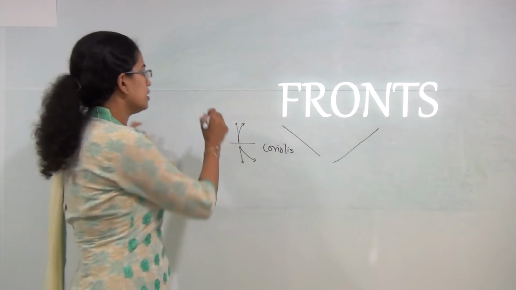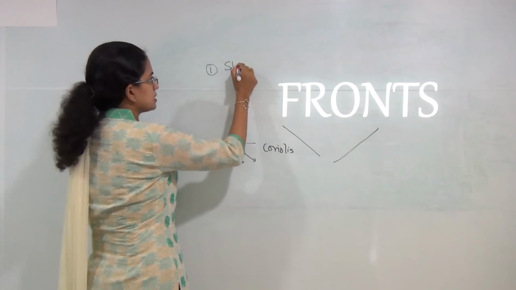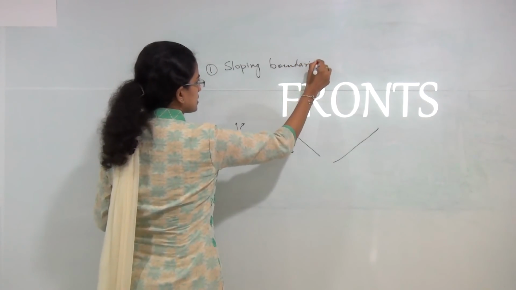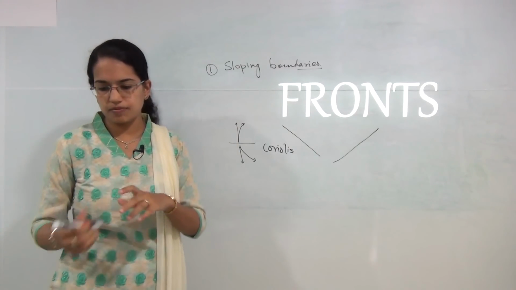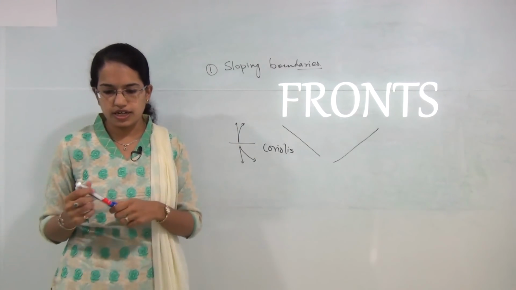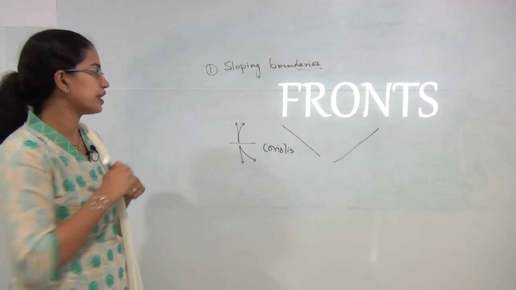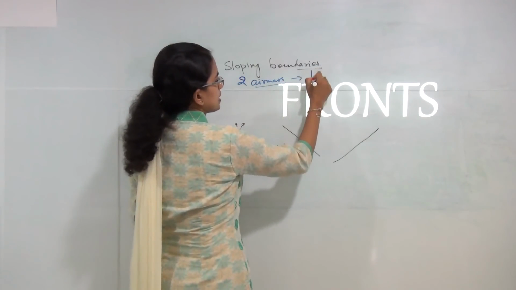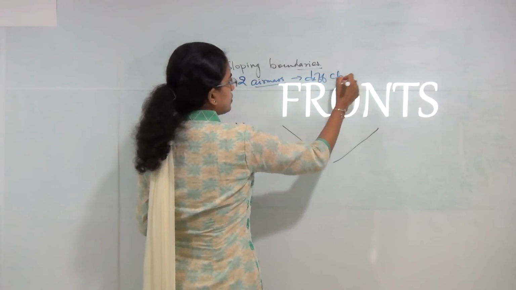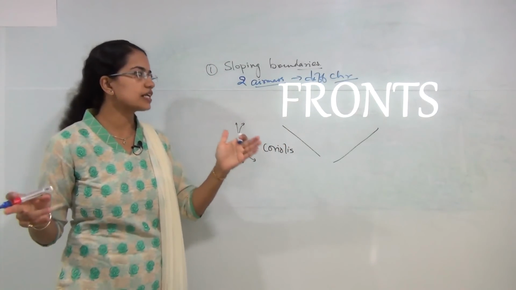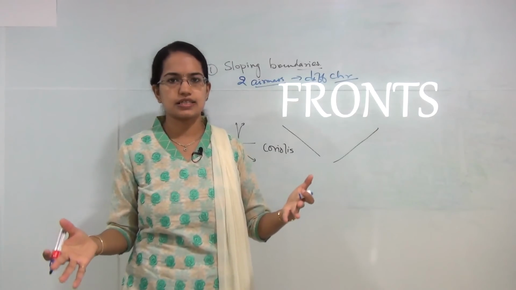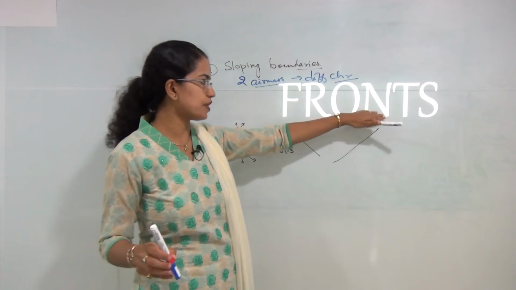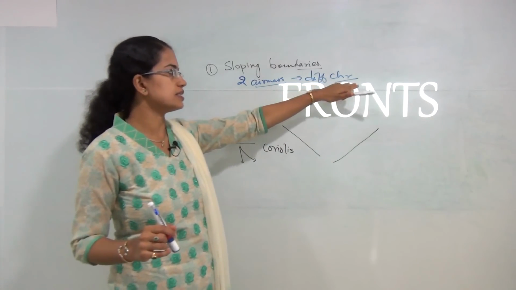So the first characteristic is that it has sloping boundaries, and the next important characteristic is that there are two distinct air masses with contrasting characteristics. So I have two air masses and both have different characteristics. When two air masses of contrasting characteristics come close to one another, what is formed is known as a front. Now how can we understand these differences?